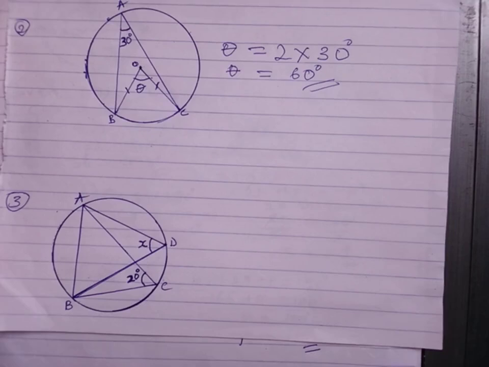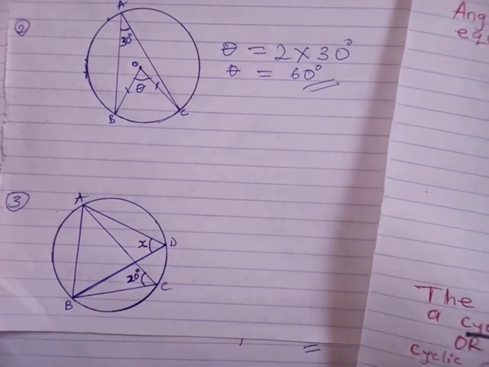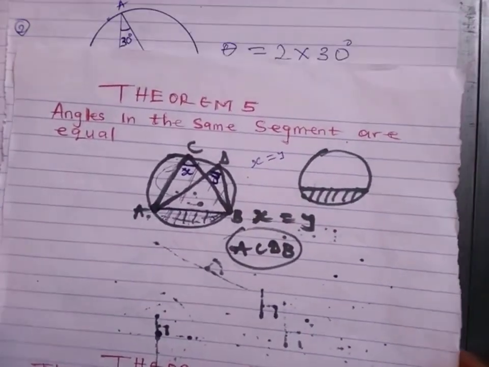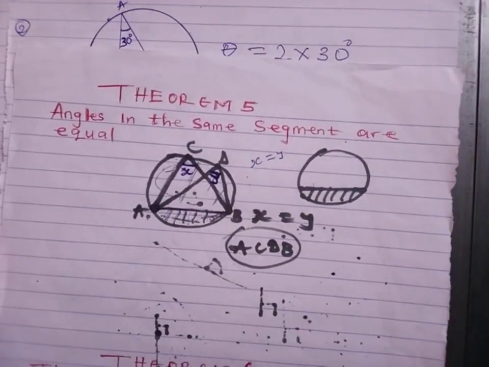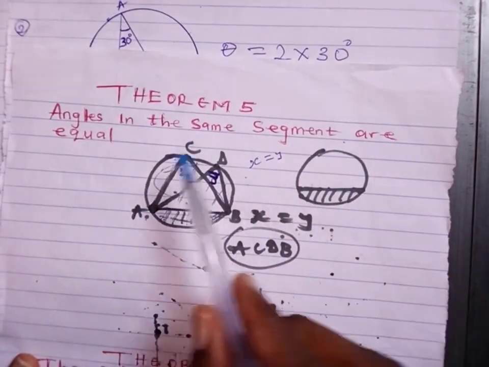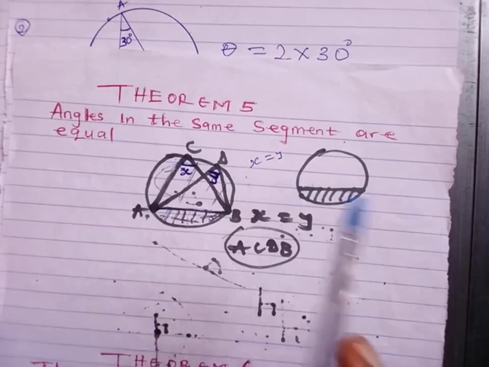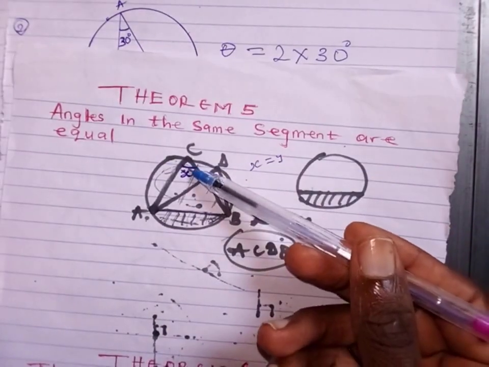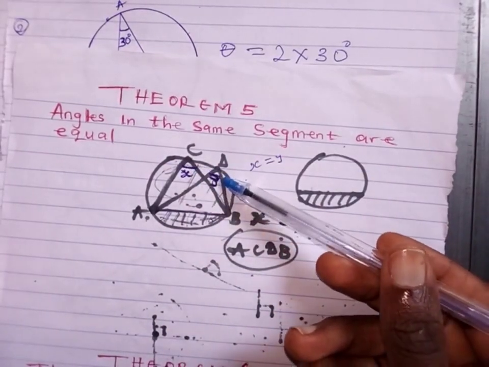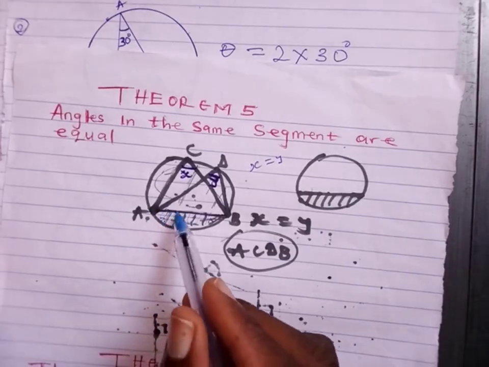Now in our previous lesson there is a theorem we also looked at, theorem number 5, and we're going to use it to find x. Theorem number 5, what does it state? Theorem number 5 states that angles in the same segment are equal. That is, the angle at this point is equal to the angle at this point. Why? Because they are coming from the same segment.